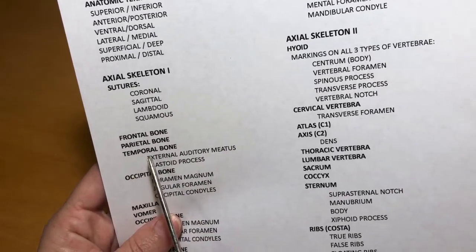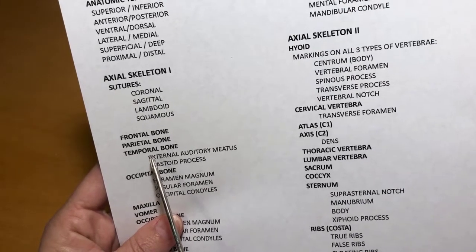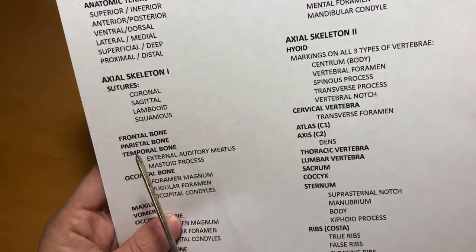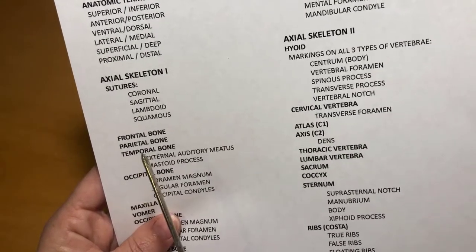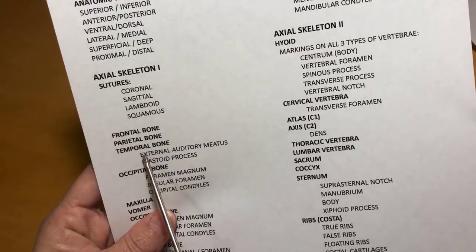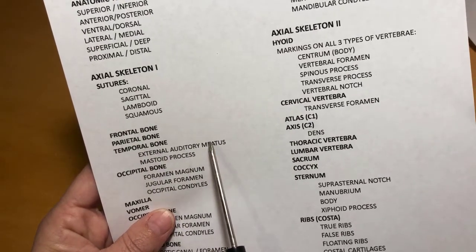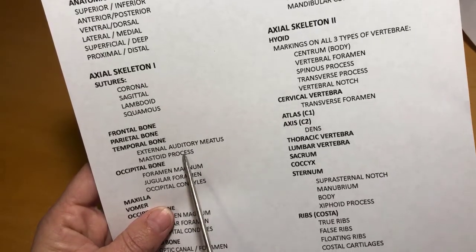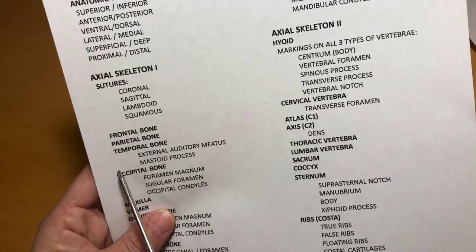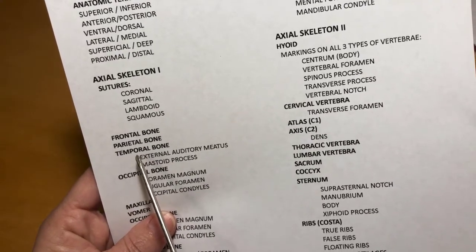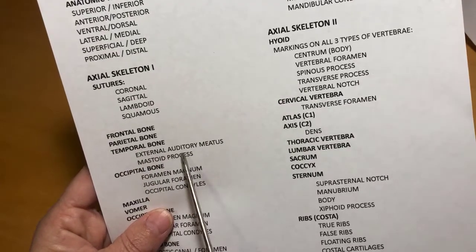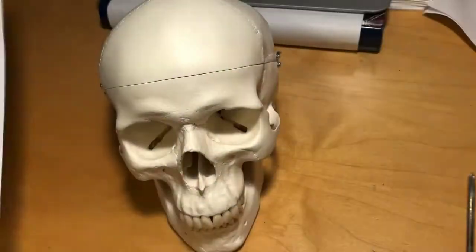Some of the bones have what we call markings on them, and a marking is just an area of interest. It could be a hole in that bone, it could be some part that sticks out that we're interested in for some reason. And so those markings are indented underneath the bone they're on. So for example, the mastoid process is on the temporal bone. It's a marking on the temporal bone. You will need to be able to identify both the bone and any markings that are on this list.